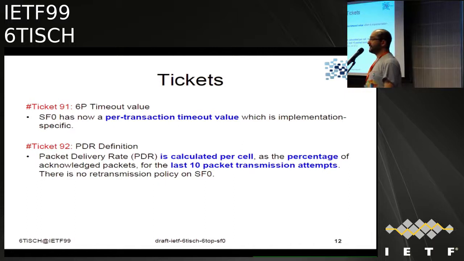And the packet delivery rate definition. There was no definition at the beginning of how to measure the packet delivery rate. So it's calculated per cell, as a percentage of the number of acknowledged packets, as a successful acknowledgement, of course, out of 10. That is the only fixed value within the whole draft. And there's no retransmission, of course, as I mentioned before.